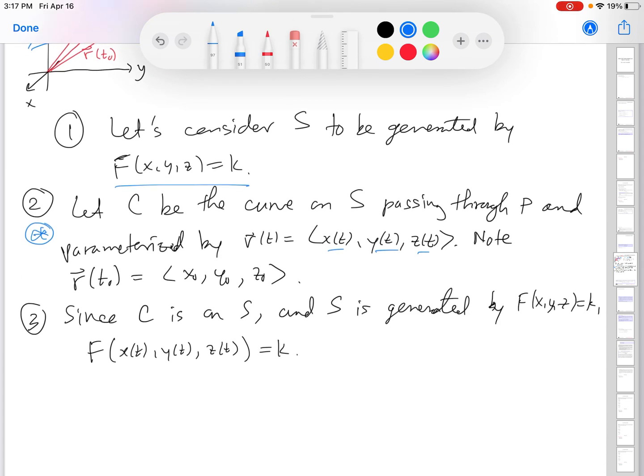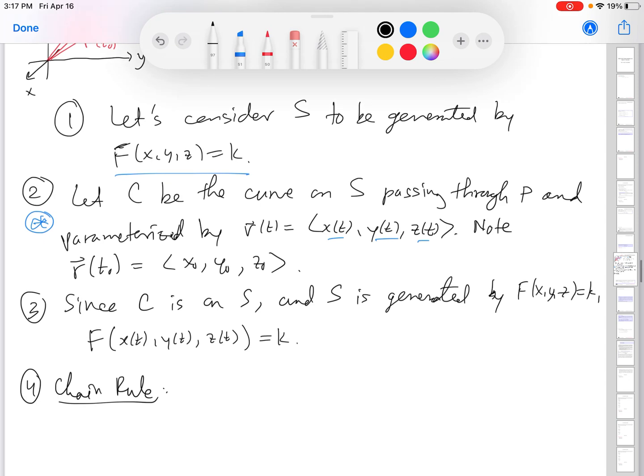Okay, great. So what am I going to do now? I'm going to use the chain rule. Again, we had that intuition earlier that it's a tangent plane. Tangent, there should be some derivative somewhere. So now here's where we're going to start differentiating.